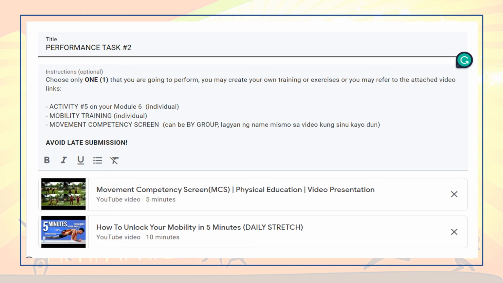Uulitin ko, ito ay pwedeng with partner kung tatlo kayo, apat, or by group. Pwede rin na isa lang yung magsasubmit ng video. Make sure lang na indicate yung pangalan. Tapos, yung mga hindi naman magsasubmit dahil nakapagsubmit na yung leader, lagyan lang ng private comments na si ganito yung nagsubmit ng video at kasali kayo dun sa sinubmit na video. Okay?